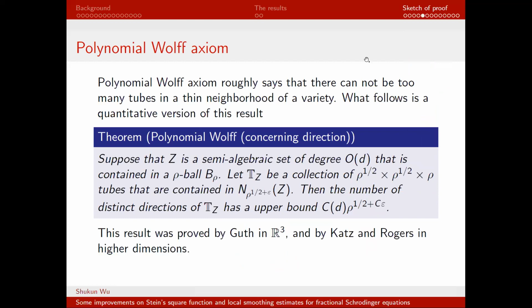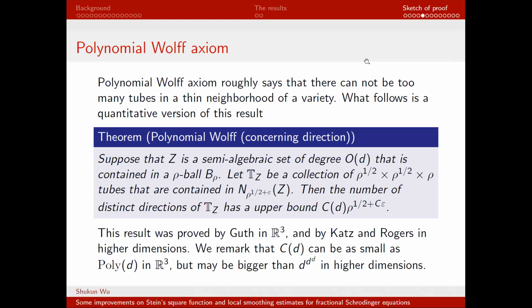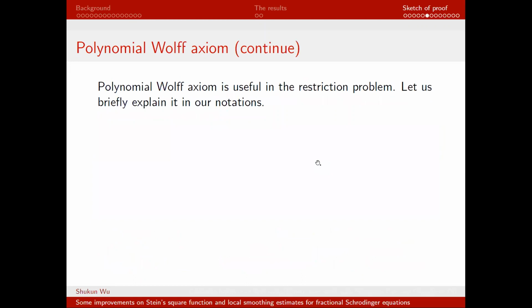Now, this result was proved by Guth in R3 and by Katz and Rogers in higher dimensions. Here's a little remark. The constant C_D can be as small as some polynomial of D in R3, but may be very large, larger than D to the D to the D, in higher dimensions. So basically, in higher dimensions, the constant depending on D is pretty bad.